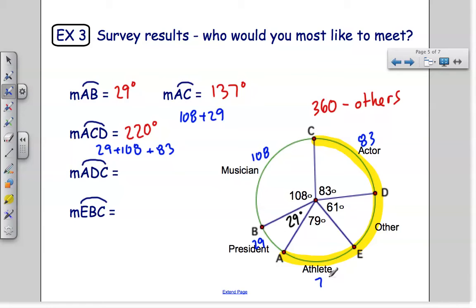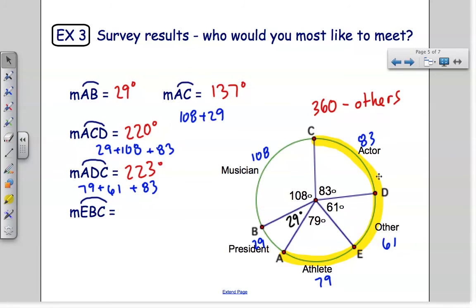I have 79 degrees for that arc because that was the measure of its central angle. Plus, the other was 61 degrees, so that arc is 61 out there. Plus, the other was 83. I've got to total all these up here: 79, 61, and 83. And I'm getting 223 degrees.